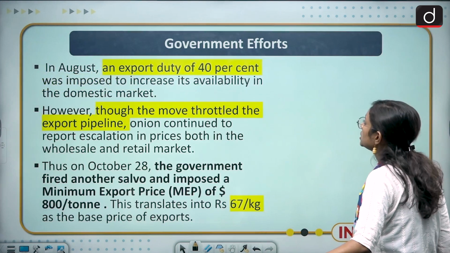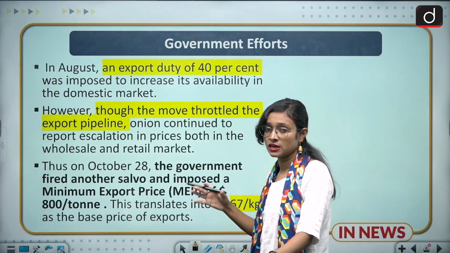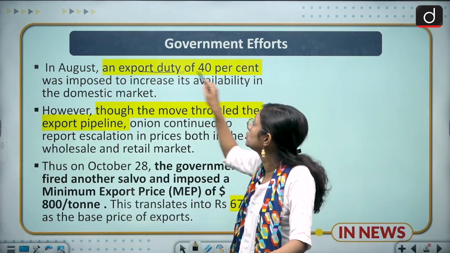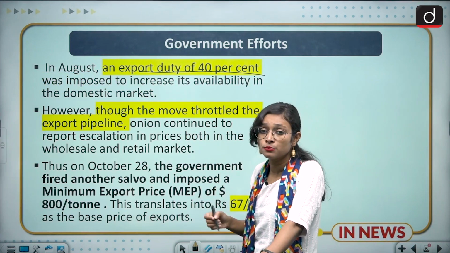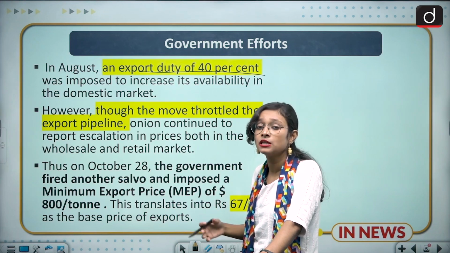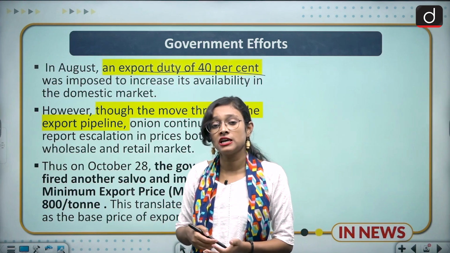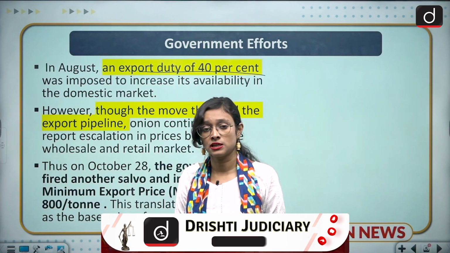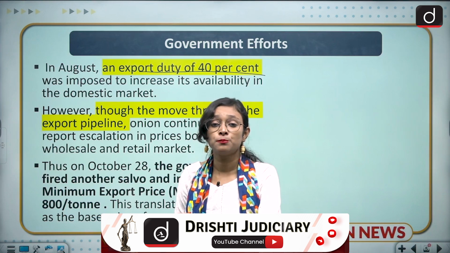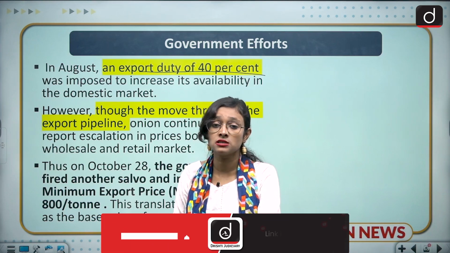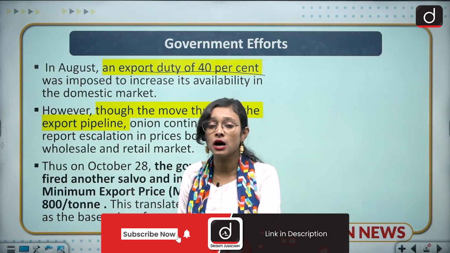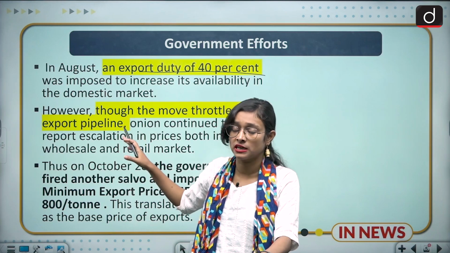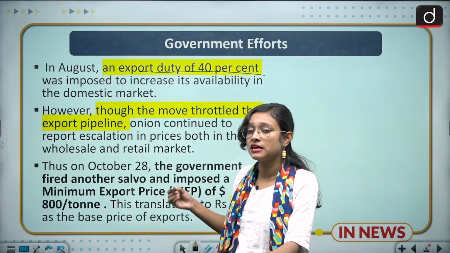The next slide is about what the government initiatives are regarding this. In August, the Government of India imposed an export duty of 40% on the retailers and business people who export onion; they had to pay an export duty of 40%. Why has this step been taken? This step has been taken to improve the availability of domestic onions in the market. It means that in the domestic markets there will be availability of onions, and because of that this step has been taken.